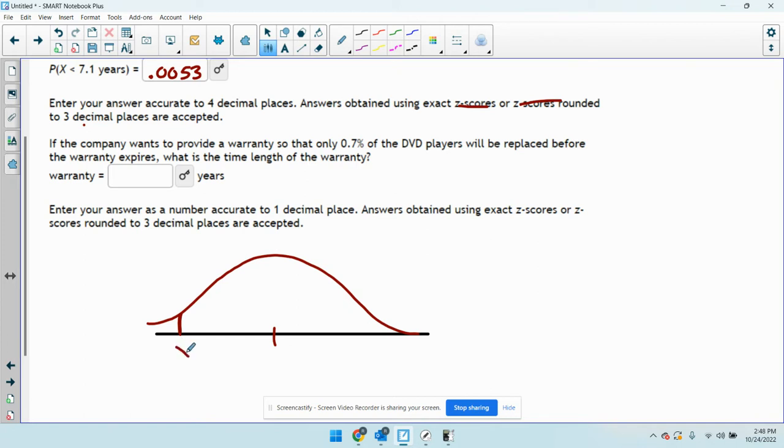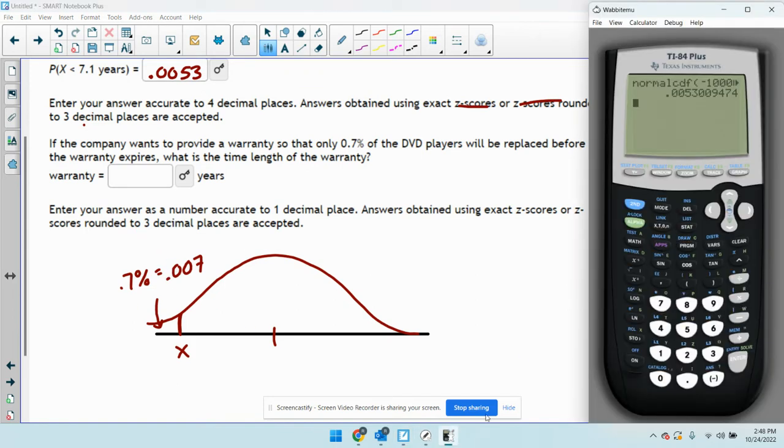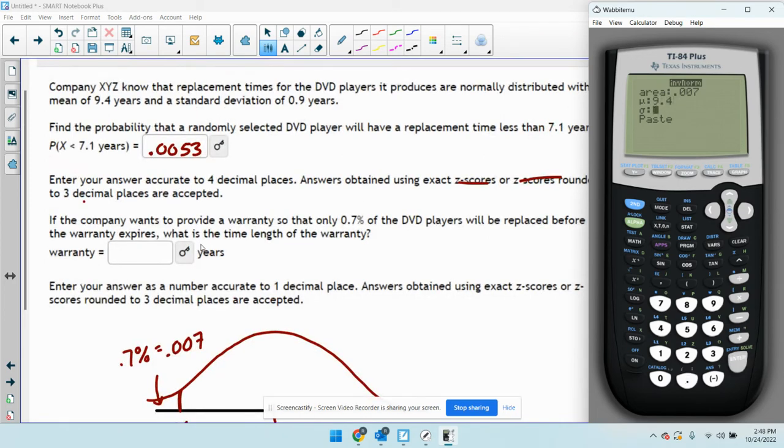So we're looking for the X value that cuts off the bottom 0.7%, which is 0.007. So we have the percentage. We're looking for the value. That's going to be inverse normal. Second distribution, inverse normal. First thing it asks is area. No matter what we're talking about, it always wants the area to the left of the value we're looking for. So since we're looking for this X, the area to the left of it is 0.007. The mean is still 9.4 and sigma is still 0.9.